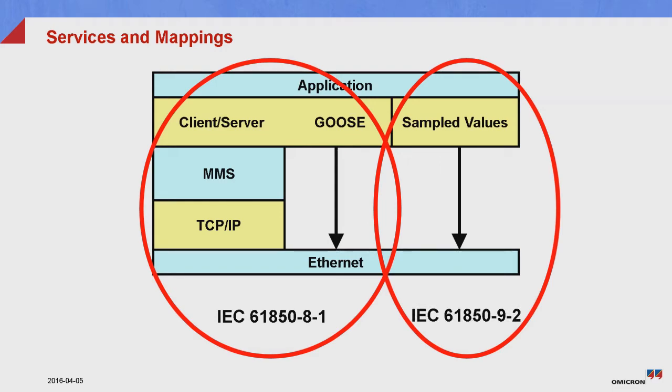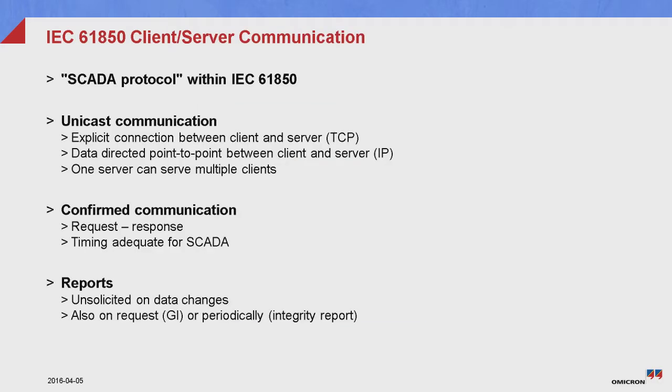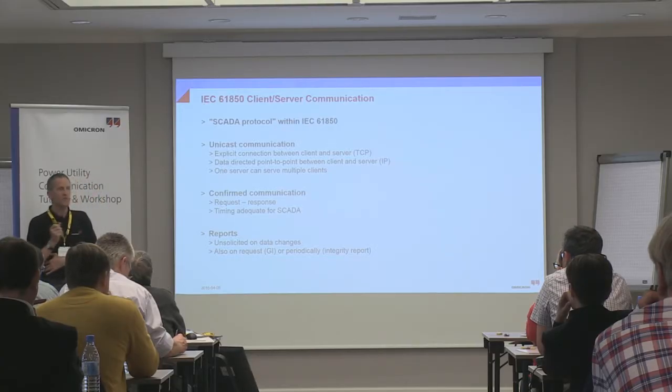Sampled values, mapping defined in part 9.2. This is how it is drawn in part 7.1. One of the drawings there showing the same thing here for sampled values and here for the client-server protocol, even in more detail, with all the OSI layers drawn out here. Now this SCADA protocol, client-server communication, is unicast. So we have this explicit IP addressing, and this has some effect.